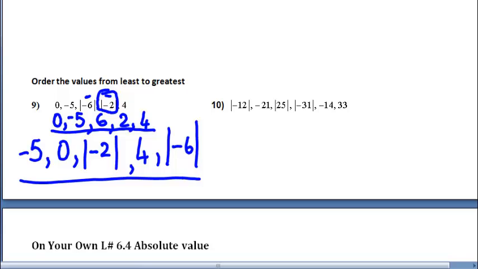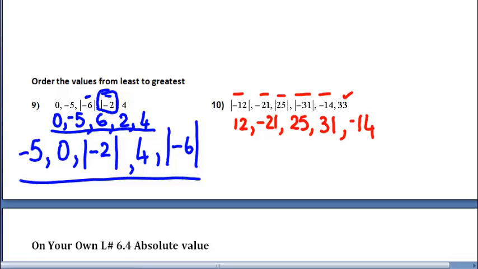Let's try one more and see. I'm going to rewrite this. Absolute value of negative 12 is 12. This is just a plain old negative 21, so I'm going to leave it that way. This is the absolute value of 25, which is 25. This is the absolute value of negative 31, which is a positive 31. It's a plain old negative 14, and this is just 33.